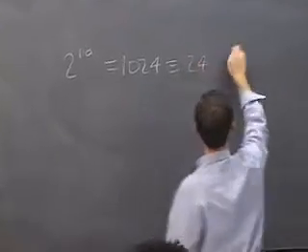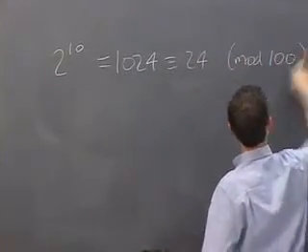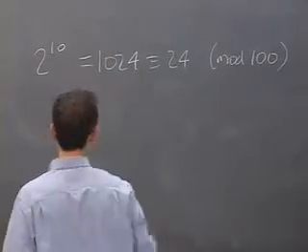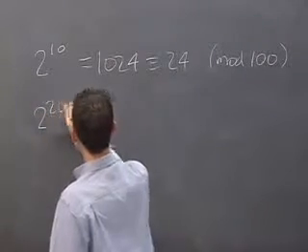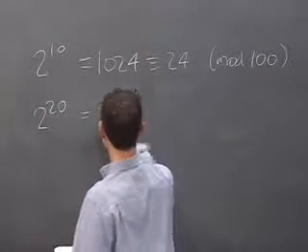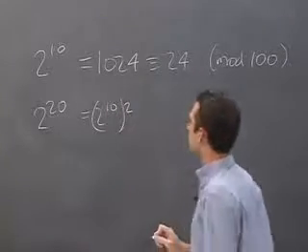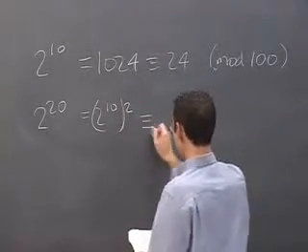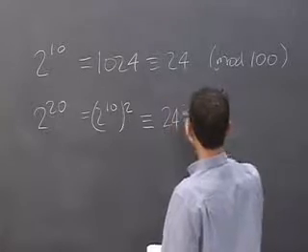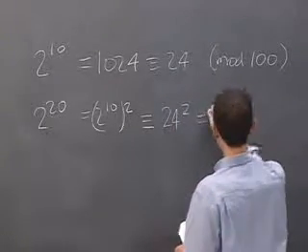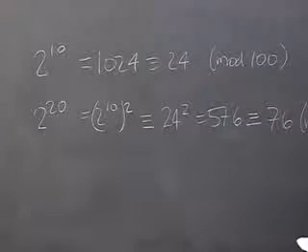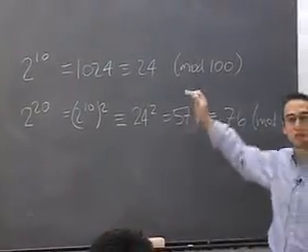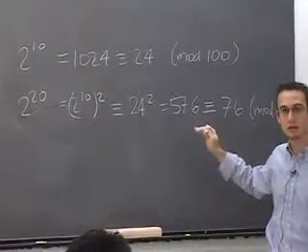Well, 2 to the 10 is 1,024, which is congruent to 24 modulo 100. I do this in part because it's just useful. You have to get used to writing things in this kind of notation. If I square this, 2 to the 20 is 2 to the 10 squared, and that means this is 24 squared modulo 100, which is 576, which is congruent to 76 modulo 100. Are there any questions about the computation so far? Is this clear to everyone?